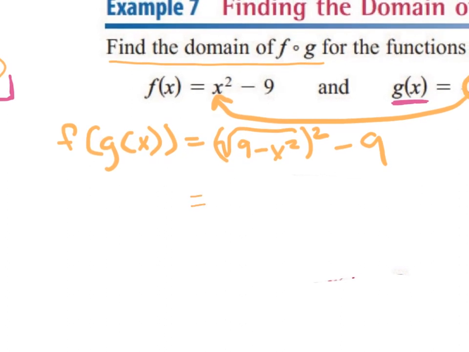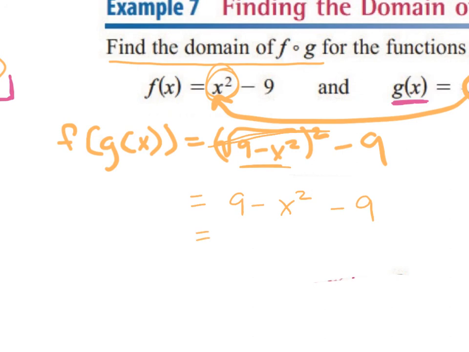And now I can simplify. If I'm squaring a square root, these two cancel out. So I'm just left with 9 minus x squared and then minus 9 on the outside. Everybody with me so far? Yeah. So we can square root to get rid of the power, right? We had a square root on the inside and we squared it because this was x squared, so they cancel each other out. So I'm just left with what's on the inside now.